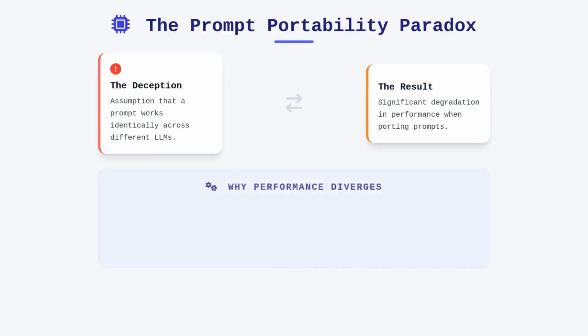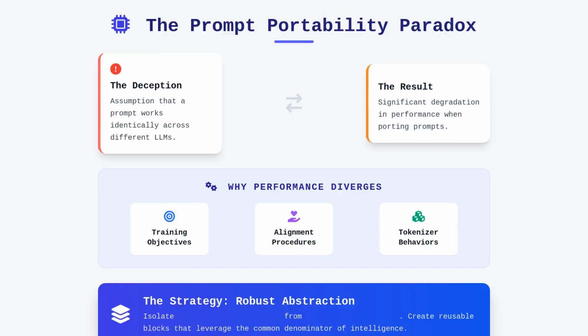While these models share a common lineage in transformer architecture, their training objectives, alignment procedures, and tokenizer behaviors differ significantly. To achieve true portability, we must move away from idiosyncratic prompt construction toward identifying reusable blocks that leverage the common denominator of intelligence across these systems. By isolating the functional requirements of your task from the stylistic preferences of a specific model, you create a robust abstraction layer that minimizes the need for per-model reconfiguration.